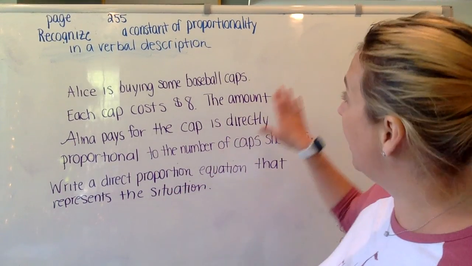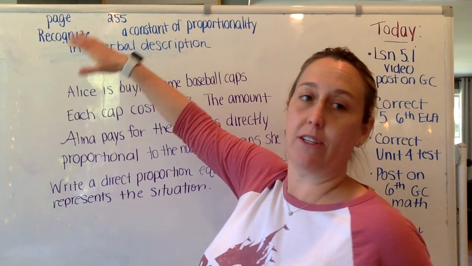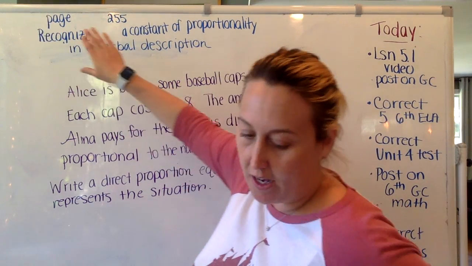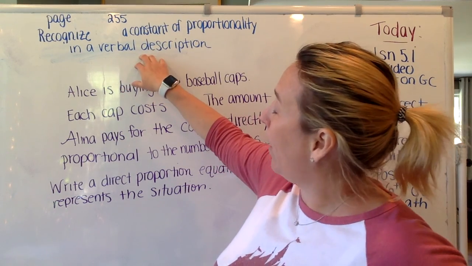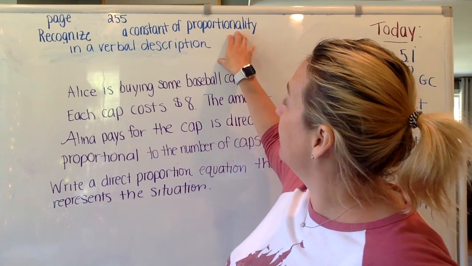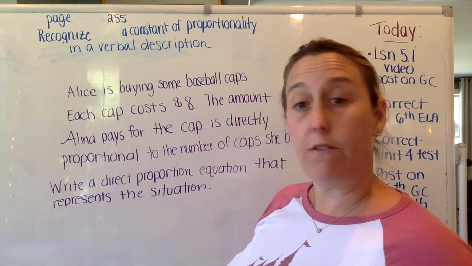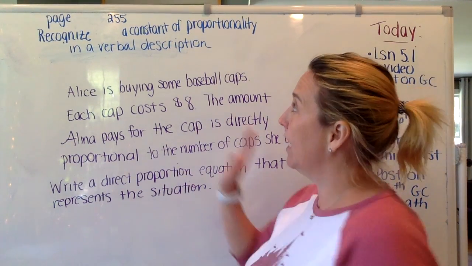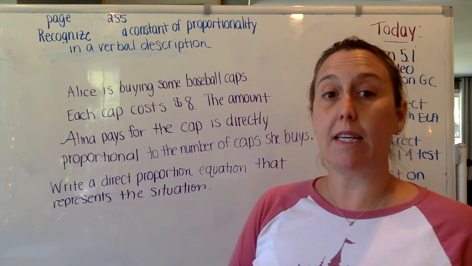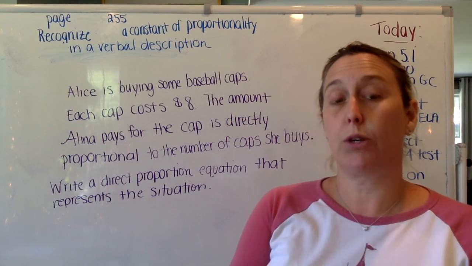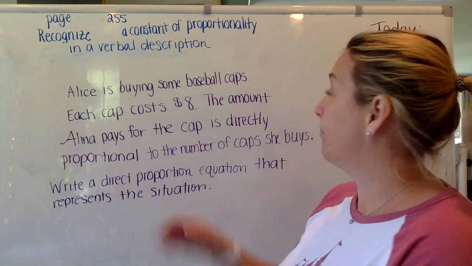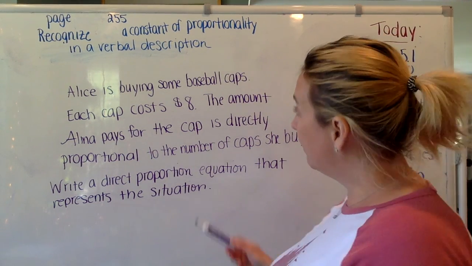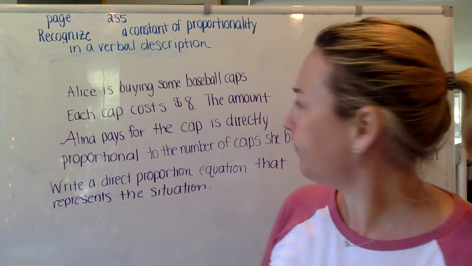Okay, so I am getting lazy here, just erasing words that I don't need. I'm on page 255. The skill here is identifying a constant of proportionality in a verbal description. So there's no table or anything, it's a verbal description. What we're really looking for is if you can identify the constant of proportionality or the unit rate in a verbal description. So Alice is buying some baseball caps.